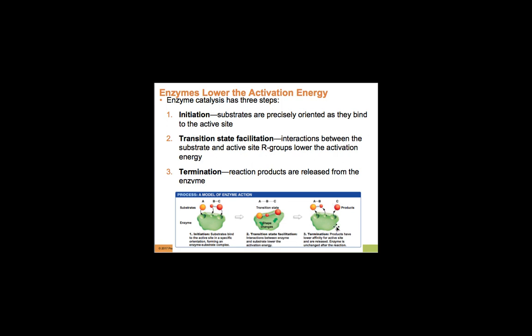Then we have termination. Termination is when we release the reaction products from the enzyme, and now this enzyme can be used again. So three major steps in terms of an enzyme and a reaction. Initiation, we have to make sure it's close enough, right? We have to make sure that they can bind to that active site. Transition state, we're going to start changing our shape, right? We have to have that induced fit. We're going to have interactions with the R groups. This is very unstable. Then termination, you release the products and the enzyme will be used again.